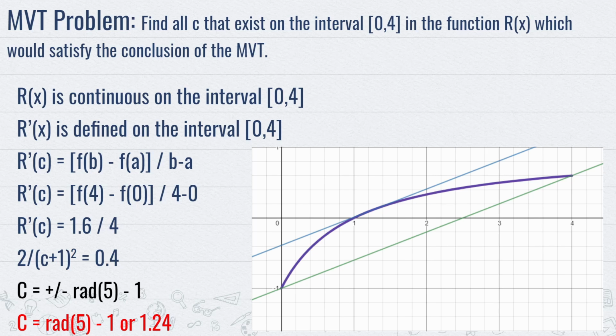The first step in this problem is to check and declare the function is continuous and differentiable through the interval, which it is. We can find c by making the derivative r prime of c equal to the formula f of b minus f of a over b minus a, where b and a are the endpoints of the interval. After you plug in and do the work, we are left with plus or minus radical 5 minus 1. Since only one of those values can exist in the interval, our c is equal to roughly 1.24.